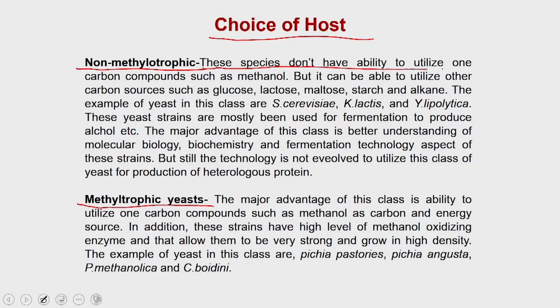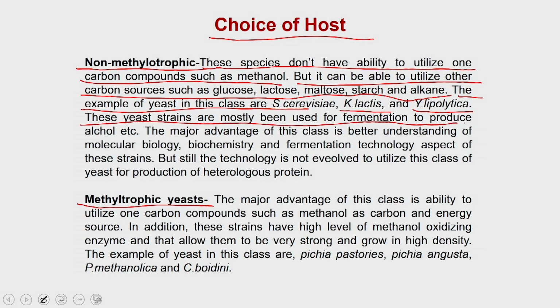So, these species do not have the ability to utilize a one carbon compound such as methanol, and that is why these are called non-methylotrophic yeast strains, but they are able to utilize other carbon sources such as glucose, lactose, maltose, starch and alkane. The examples in this category are Saccharomyces cerevisiae, Kluyveromyces lactis and Yarrowia lipolytica. These yeast strains are mostly used for fermentation to produce alcohol. The major advantage of this class is better understanding of the molecular biology, biochemistry and fermentation technological aspects of these strains.